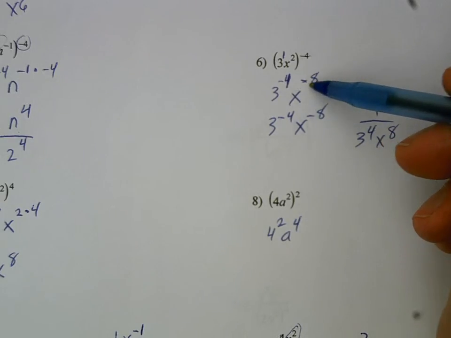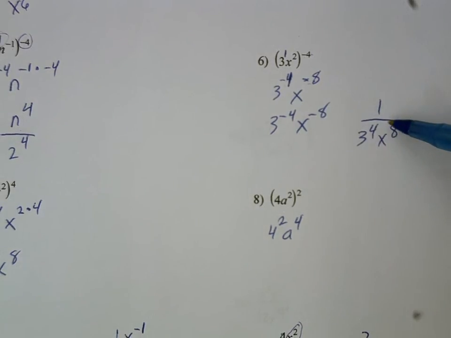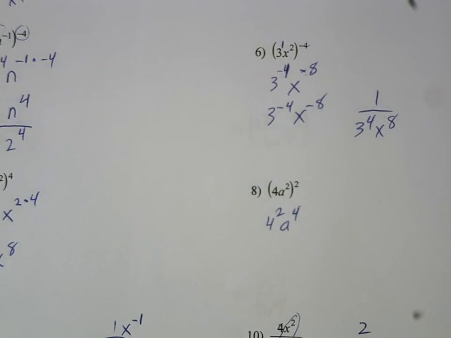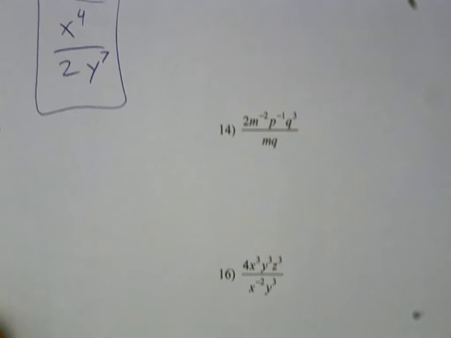Both of those are negative, so I would put them on the bottom, make it 3 to the 4th, x to the 8th, all underneath the 1 right there. 1 over 3 to the 4th, x to the 8th. And that would be my answer. So again, those negatives are essentially going to flip our fractions upside down. So let's look at number 12 now.